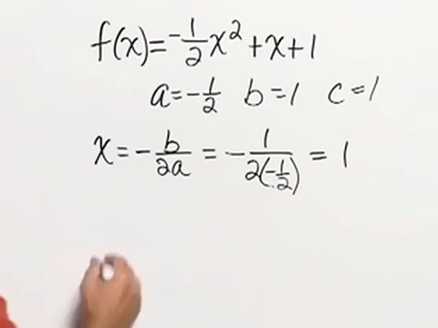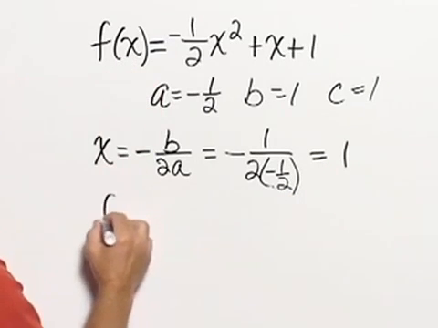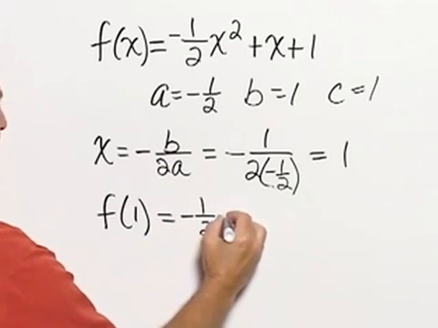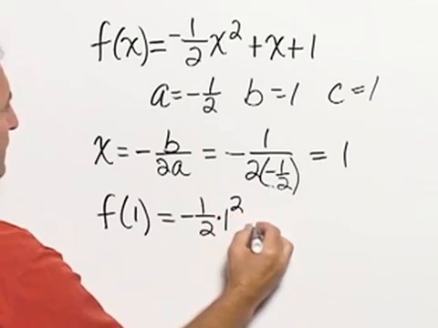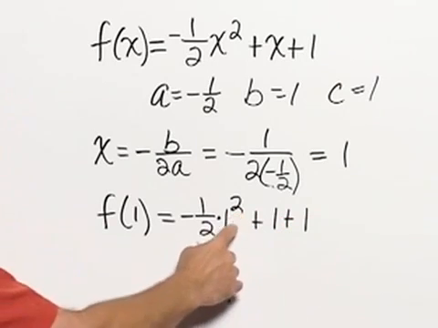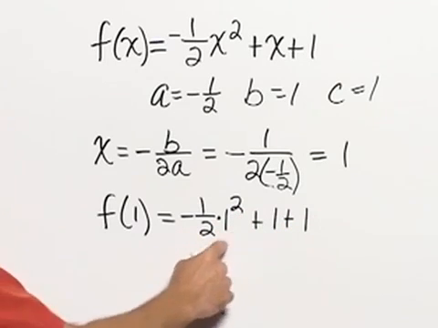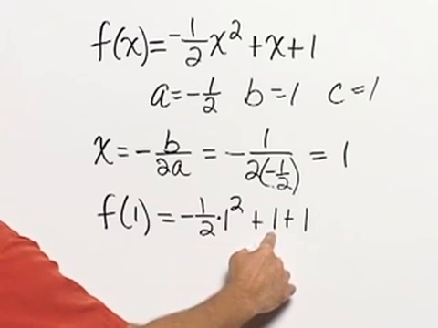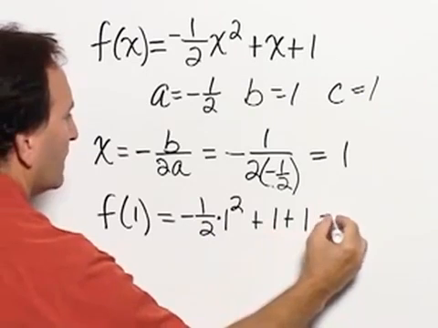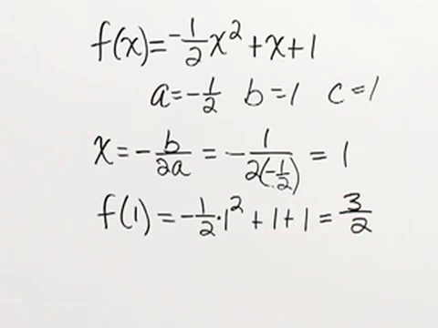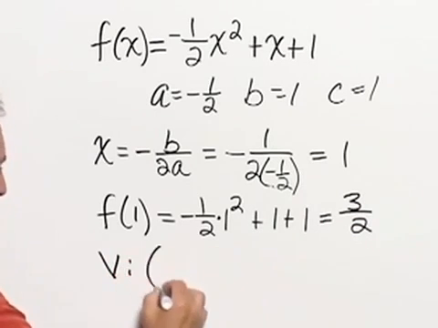To find the y value, we substitute 1 in place of x. So we have negative 1/2, 1 squared, plus 1 plus 1. Now, 1 squared is 1. Negative 1/2 times 1 is negative 1/2. When we add negative 1/2 plus 1, that's positive 1/2, plus 1 is 1 1/2, which we can write as 3/2. So from this information, we know the vertex, v, would be the point 1, 3/2.